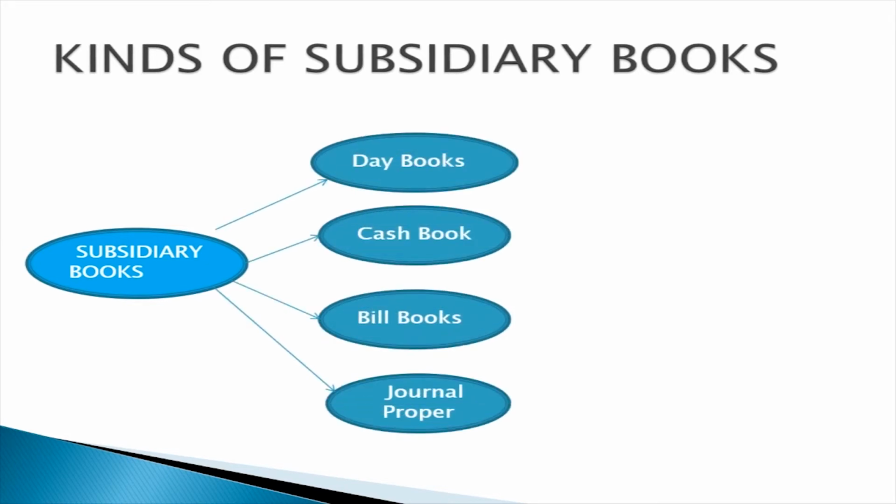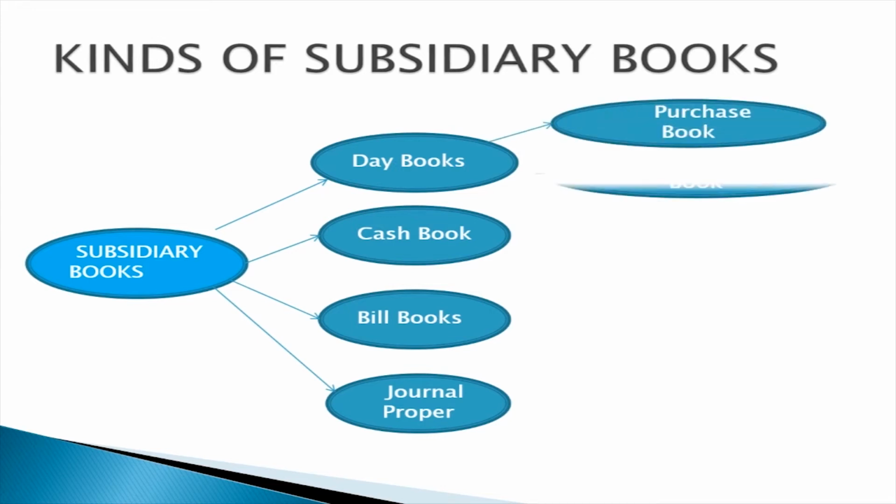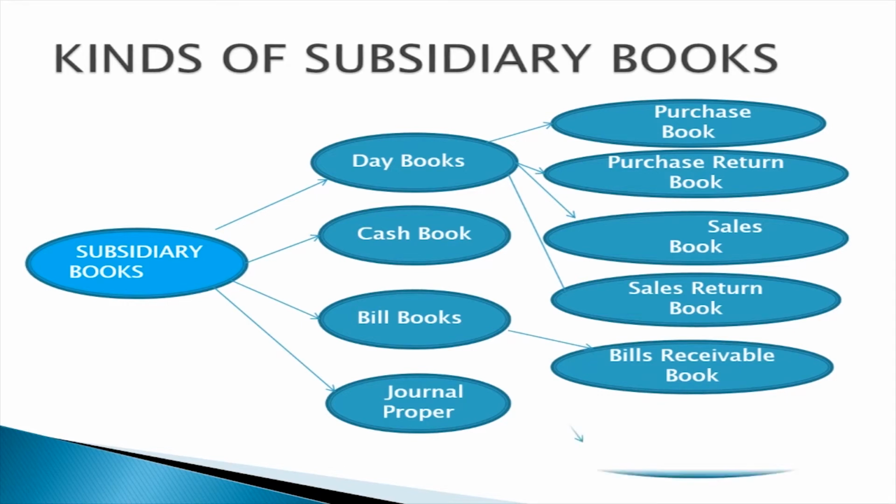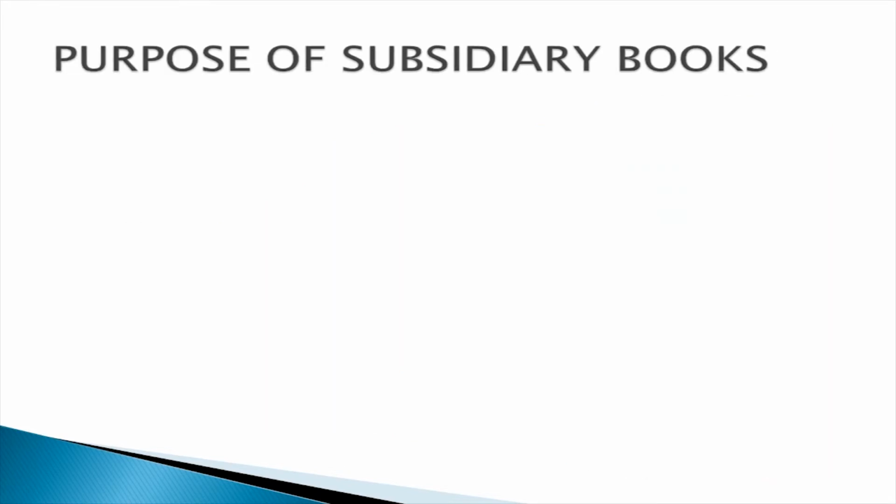Day books are further divided into four subcategories, that is, purchase book, sales book, purchase return book, sales return book. We have already discussed about cash book, and bill books are further subdivided into two categories, that is, bills receivable book, bills payable book. Now, let's start with the purpose of making subsidiary book.